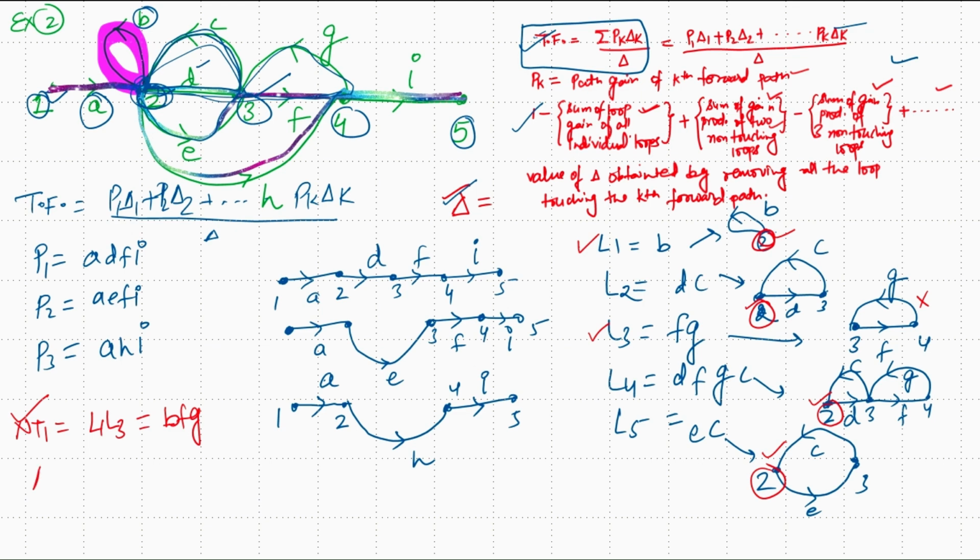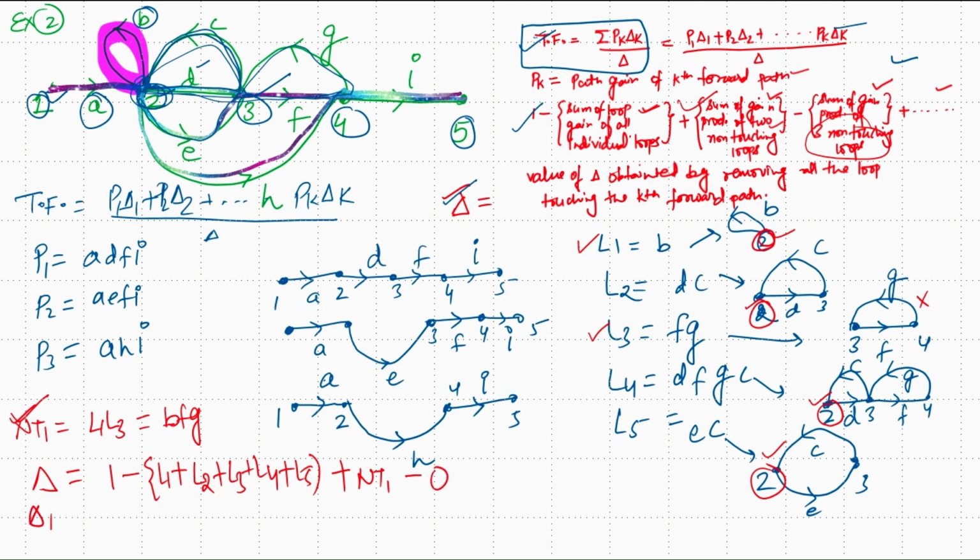So next we will calculate the value of delta, which is 1 minus the sum of all the individual loops. So this will be L1 plus L2 plus L3 plus L4 plus L5, plus the sum of all the gain products of non-touching loops. There is only one non-touching loop, so it will be NT1 only, minus the product of 3 non-touching loops. There is no such case in this question, so this will be 0.